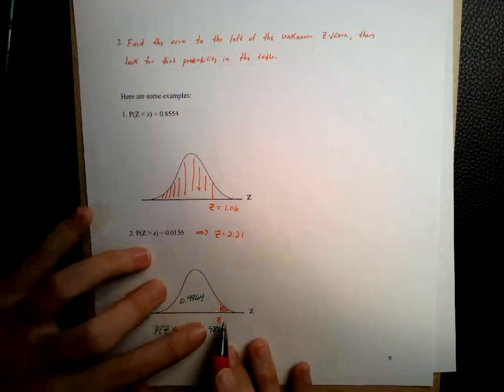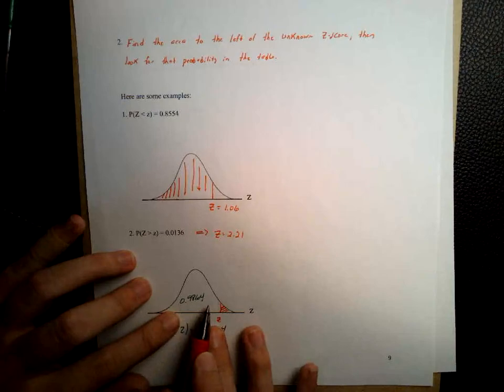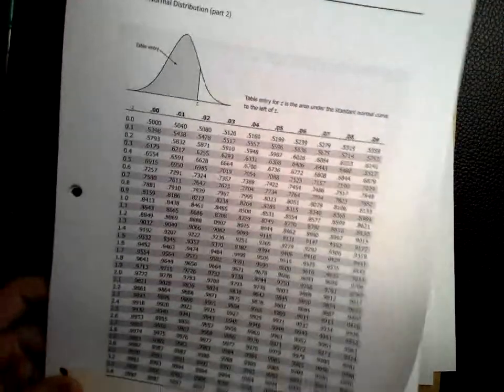So if you're given a right-hand area, find the left-hand area first, and then use this area to find it in the table, just like we did.